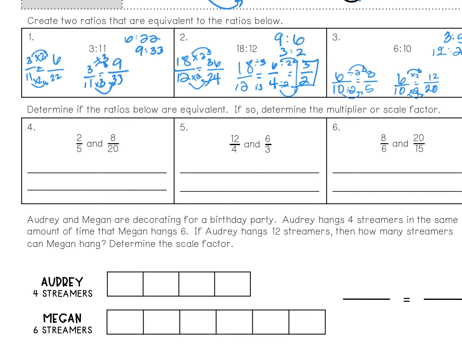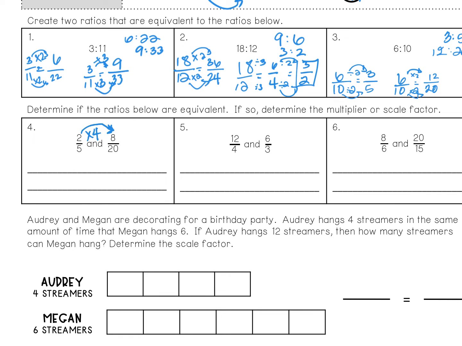So in order to do that, I want to know, is there a number that I can multiply to get from 2 to 8? And I know that I have to multiply because from 2 to 8 I'm getting bigger. So I need to multiply something by 2 to get to 8. So 2 times 4 equals 8.